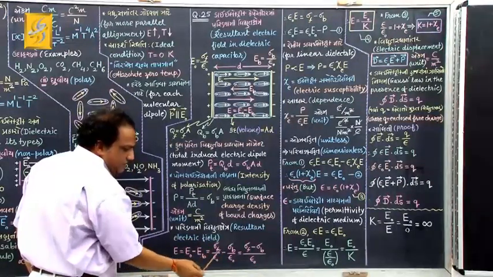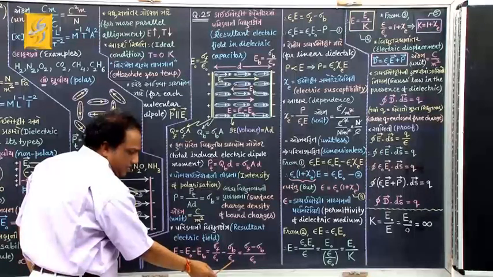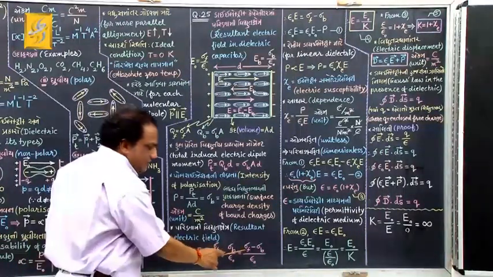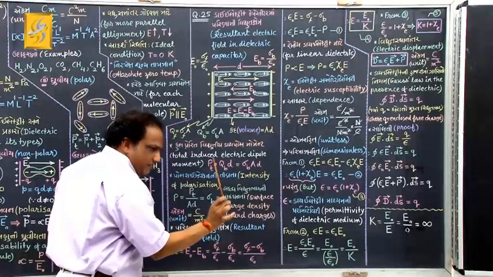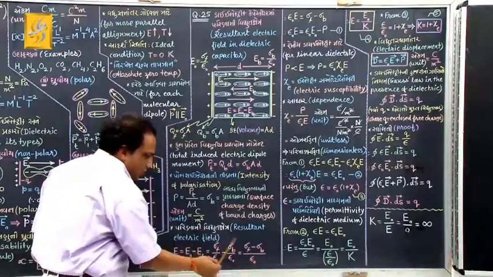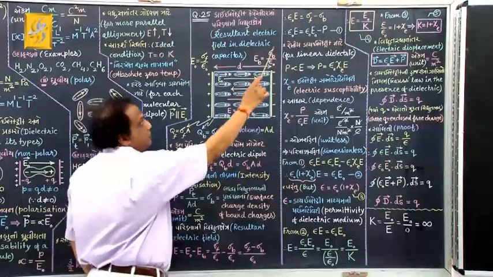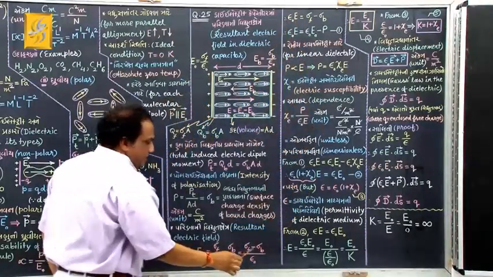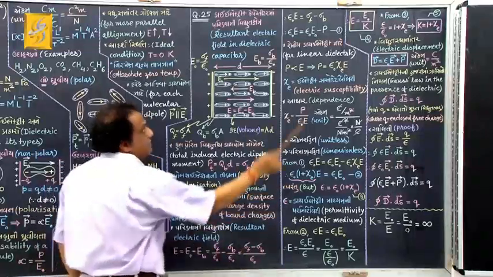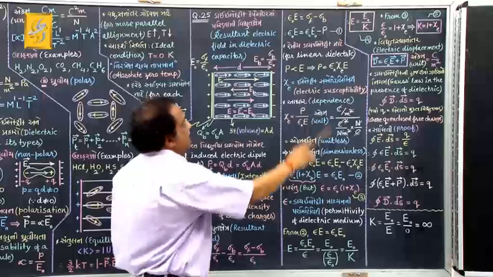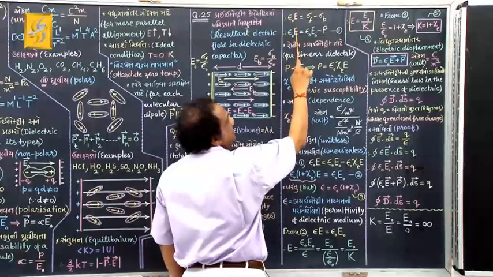Minus EB is sigma B upon epsilon 0. Take epsilon 0 in the LCM, then in the numerator it will be sigma F minus sigma B. Fine. Now transfer this epsilon 0 over here. It is epsilon 0 into E, and that will be sigma F minus sigma B. Correct? Now this is epsilon 0 into capital E as it is.